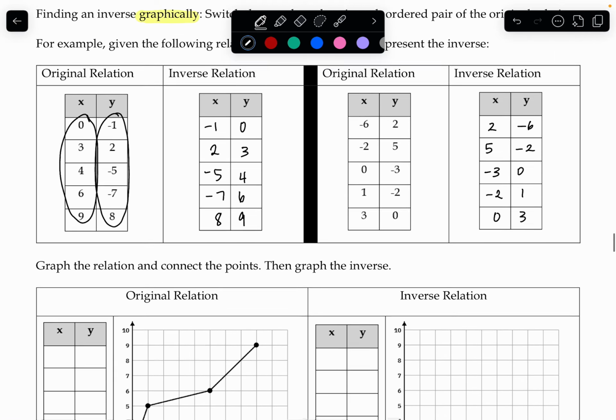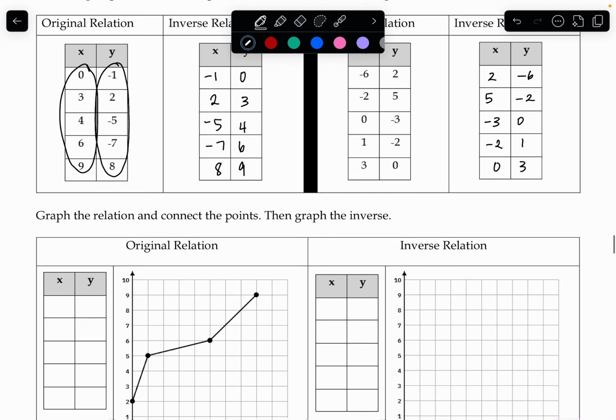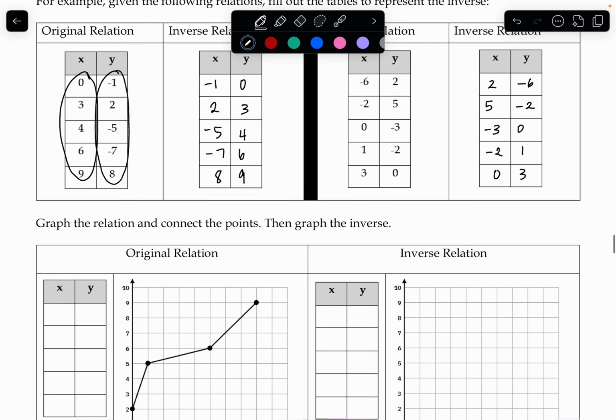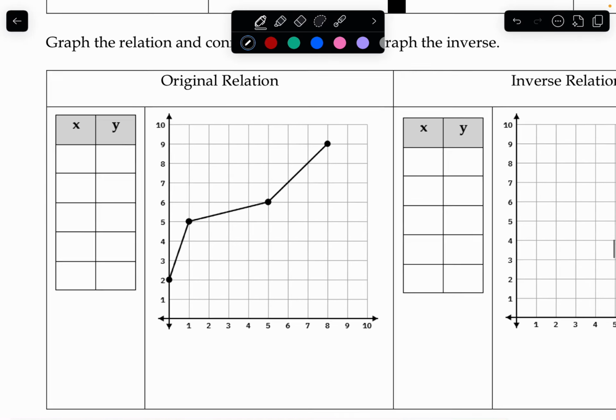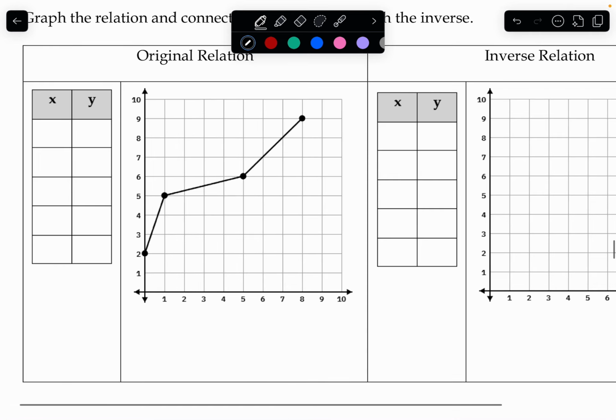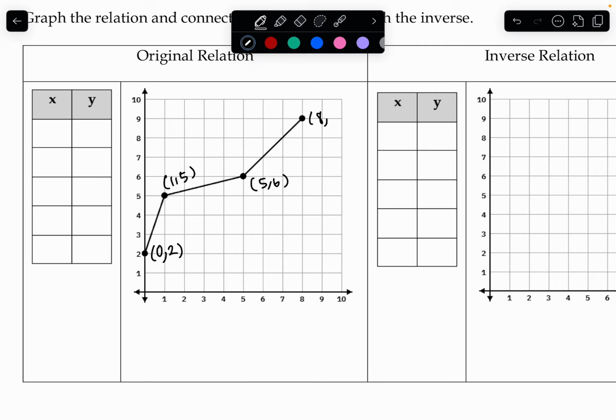If we want to graph it, we just graph the new points by switching the columns. It says graph the relation and connect the points. If the original relation is graphed below, let's go ahead and label the points. We have 0, 2. We have 1, 5. We have 5, 6. And 8, 9. So I'm going to put these on the table: 0, 2, 1, 5, 5, 6, and 8, 9.